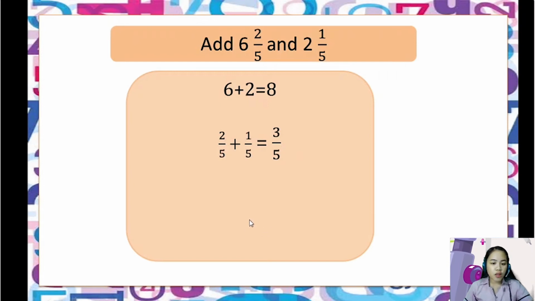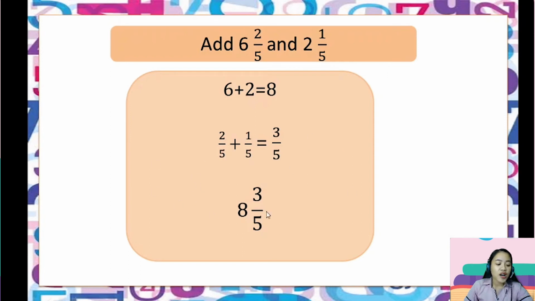Anong sagot dyan, ma'am? Ang sagot po dyan is pagsasamahin na lang natin. Combine both sums, we shall get 8, which is yung whole number na nakuha natin, and then yung 3/5, which is yung sum ng dalawang fractions. Malinaw? Okay.